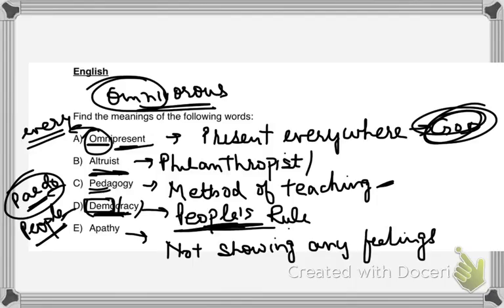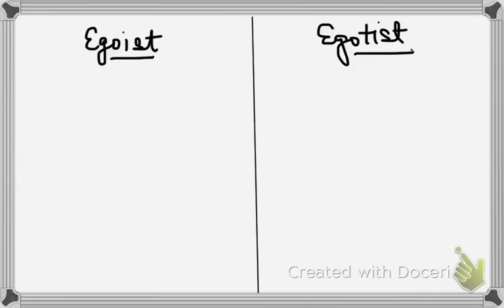And apathy means one who doesn't show feelings. Whatever happens, he or she doesn't show any feeling or concern, like, okay, it's done, it's done. That is apathy. So these are the 5 words and their meanings, and we move on to the next part, that is the difference between two words.